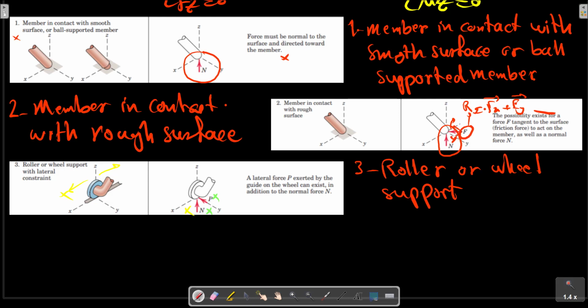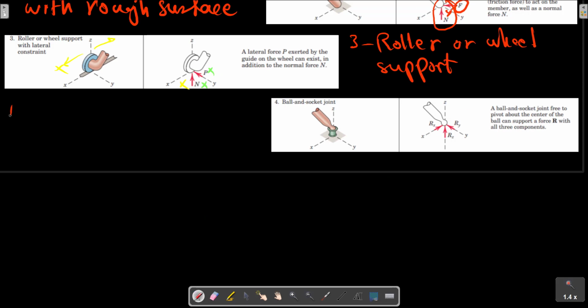Ball and socket joint is the next example. For a ball and socket joint, as shown in this picture, there are three forces in x, y, and z direction, but there is no resistance about rotation in the ball and socket joint, so there is no moment in the support free body diagram.